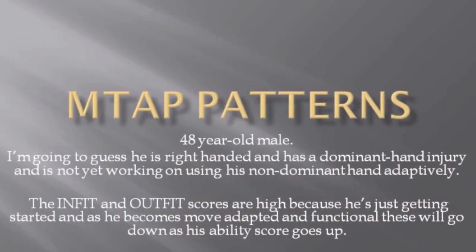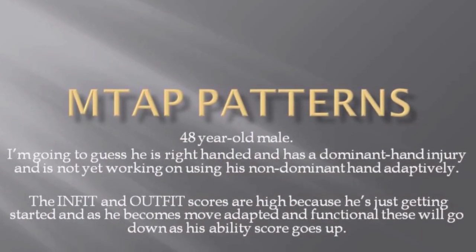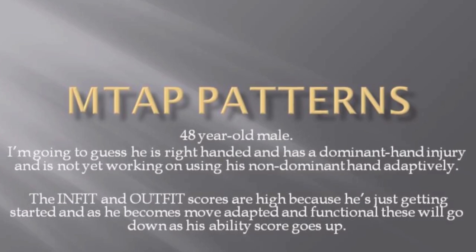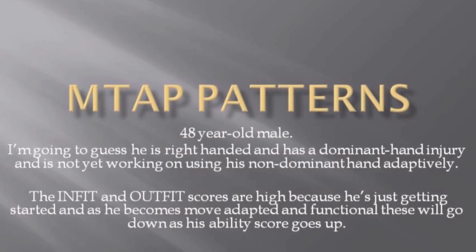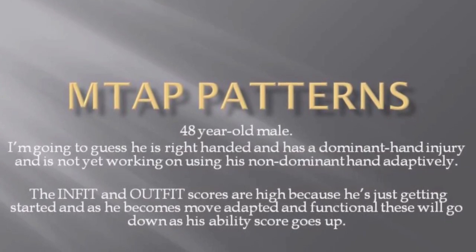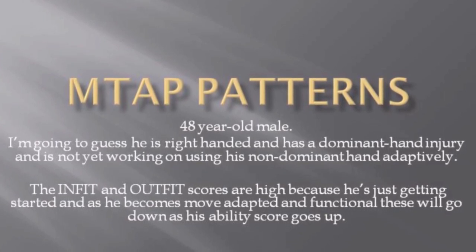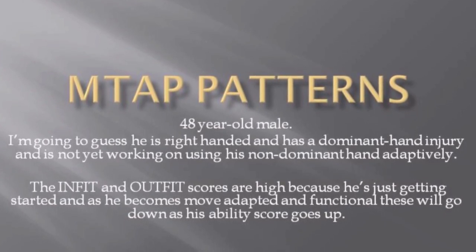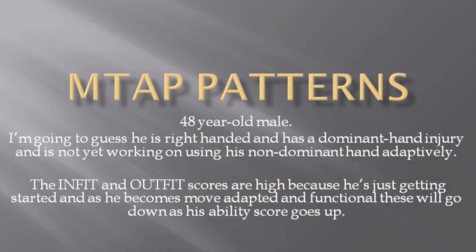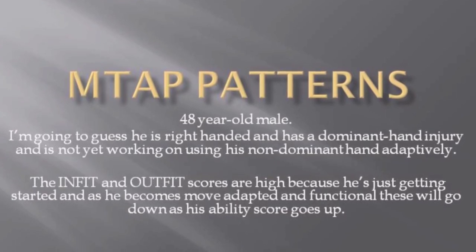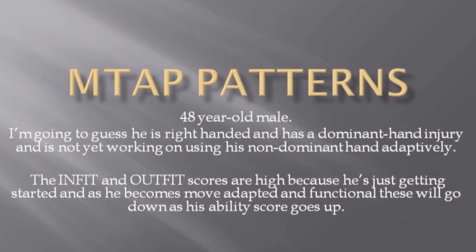And so this is what I came up with. I'm going to guess he is right-handed and has a dominant hand injury and is not yet working on using his non-dominant hand adaptively. The infit and outfit scores are high because he's just getting started in rehab. As he becomes more adapted and functional, these are going to go down as his ability score goes up.